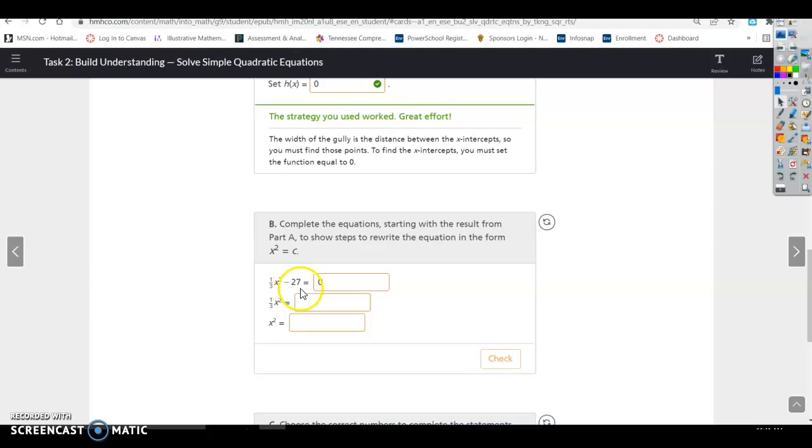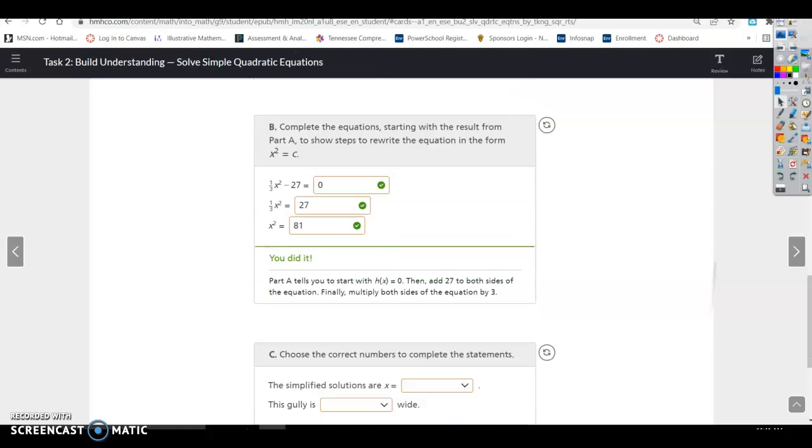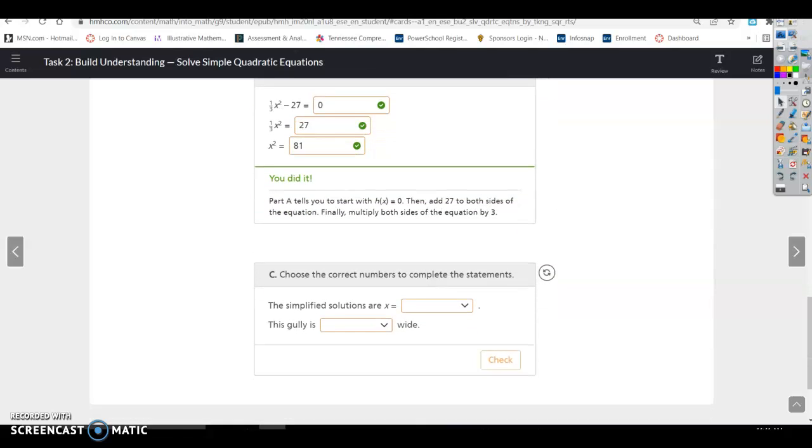So the first step would be to add 27 to the other side. So that means 1/3 x squared would equal 27. And then we multiply both sides by 3. Multiplying both sides by 3 is the same as multiplying by the reciprocal of 1/3. 3 over 1 is the reciprocal of 1/3. So 27 times 3 is 81. So that gets x squared by itself.